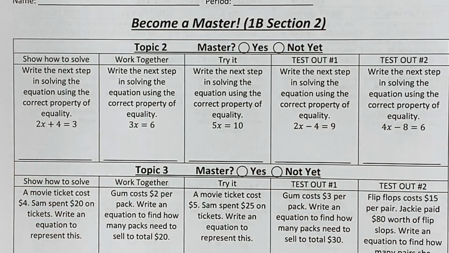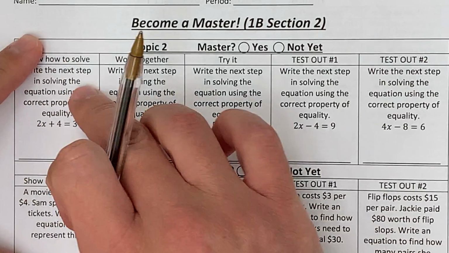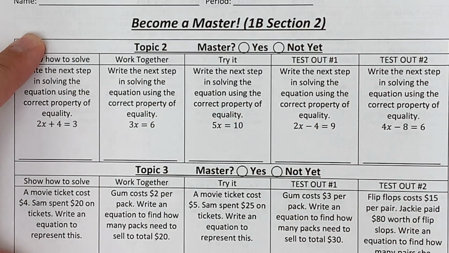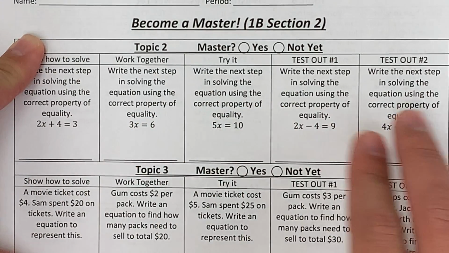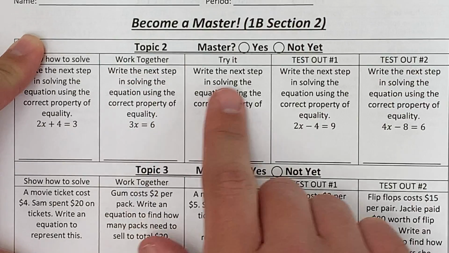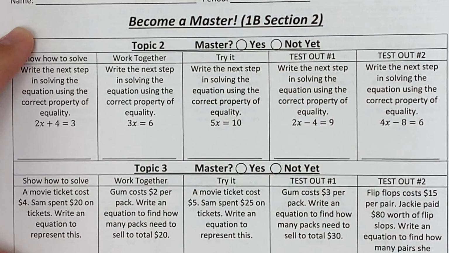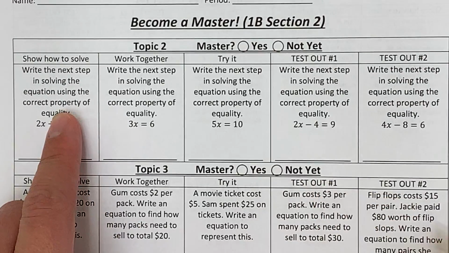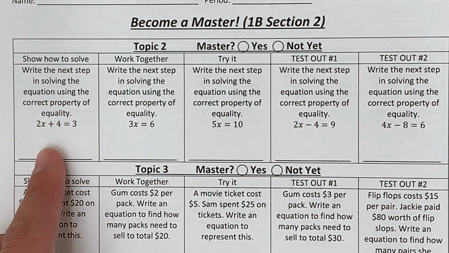All right, class, let's go ahead and review section 2. So the way we're going to do this one is I'm just going to show you the left problems as a reminder because we've covered all of these already. And then you can use that to help you do the rest of the rows. And as you go, if you're working with somebody, you can test it out to see if you know it. All right, so write the next step in solving the equation using the correct property of equality.